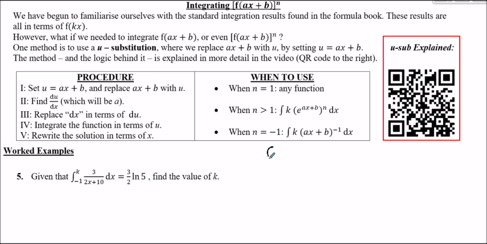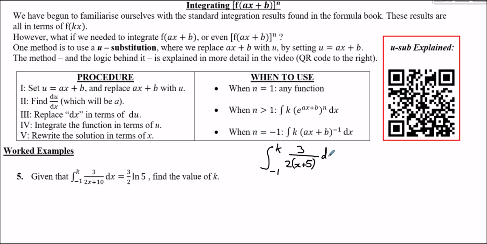So I can set the same as the integral from k to -1 of 3 over 2 lots of x plus 5. By the way, if you didn't factorise out the 2, don't worry so much. You can still use a u-substitution, putting u to be 2x plus 10. That's fine. But just doing it like this, it's just a slightly slicker way, I personally believe.